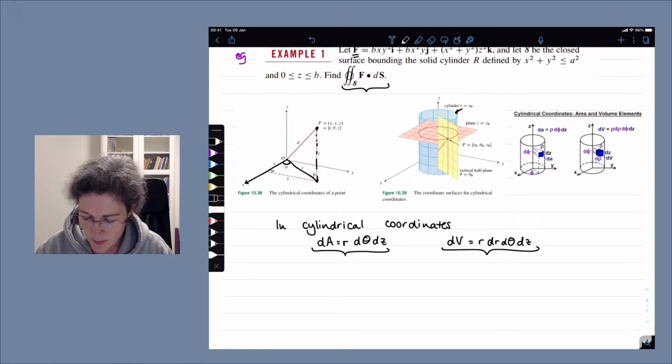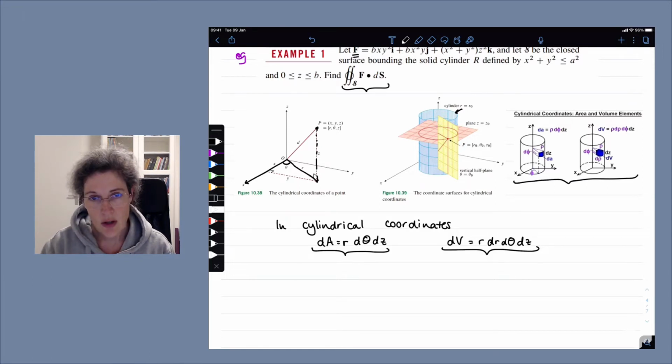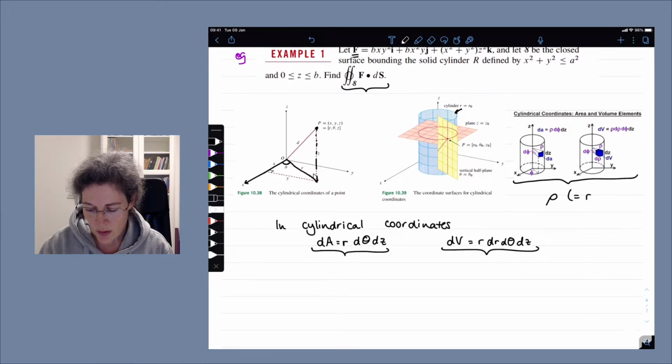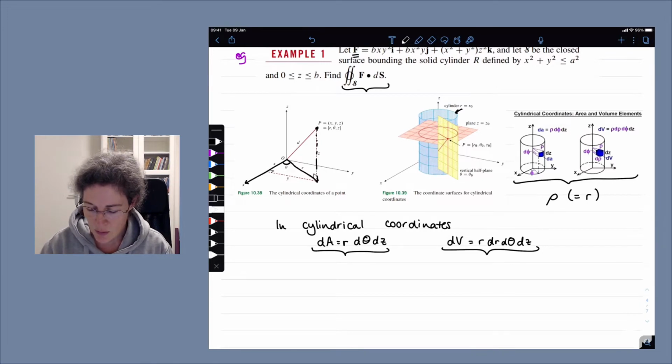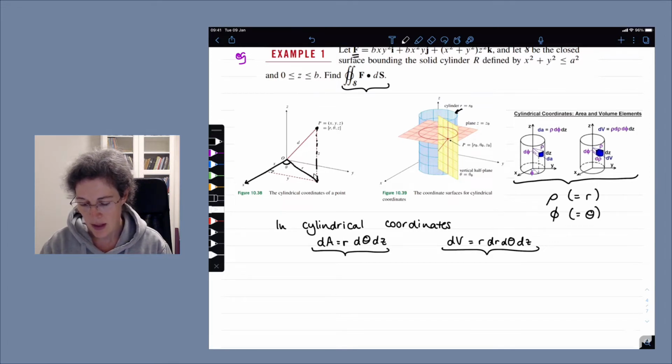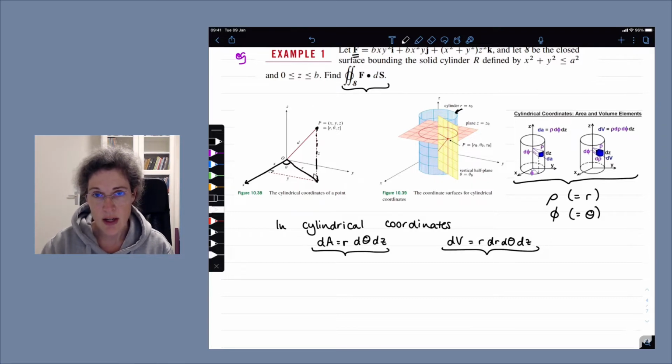Here's a picture from the internet which also shows alternative notation that often gets used for cylindrical coordinates. You'll notice here they're using a rho, which in our textbook is an r, but often for cylindrical, just to indicate that we're using cylindrical rather than spherical, we'll use a rho for the radial, and they'll use a phi, whereas the textbook is using theta. And so this little image gives you the area element and the volume element.